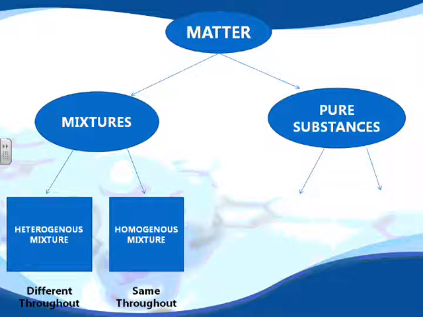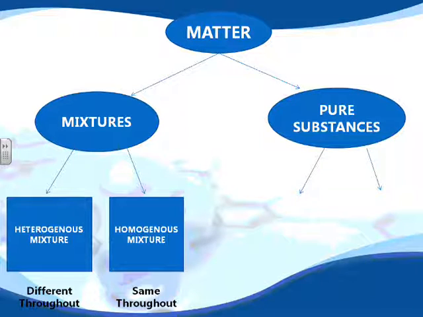So an example of a heterogeneous mixture would be like a salad. I can pick the different parts of the salad out. That's a heterogeneous mixture. An example of a homogeneous mixture would be gasoline. Gasoline is made up of all these different liquids, and so you can't see the different liquids in gasoline. It looks like one substance, and so that's a homogeneous mixture.